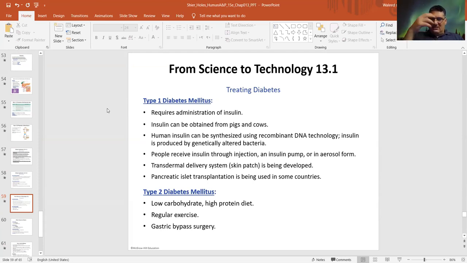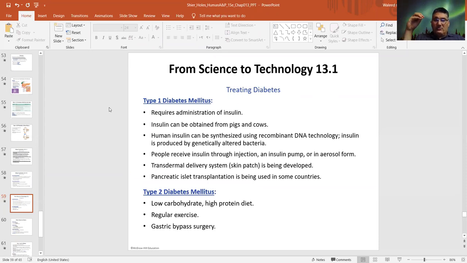Actually, they started to solve this issue by implanting something under the skin that can stay for a couple of months. But generally speaking, you give them insulin anyway. You don't make enough insulin, I'll give you insulin. The patch can also work. They are working on it, and they started actually to use it, but not on a wide basis.